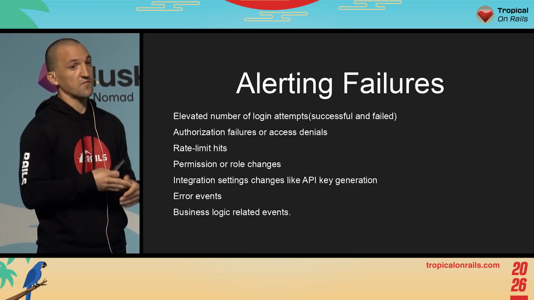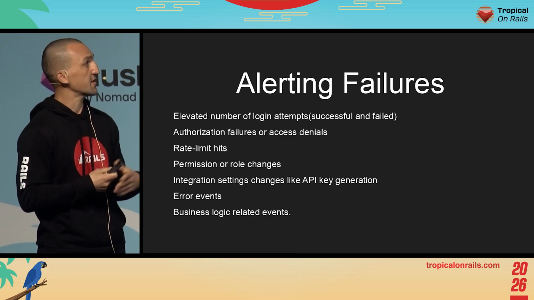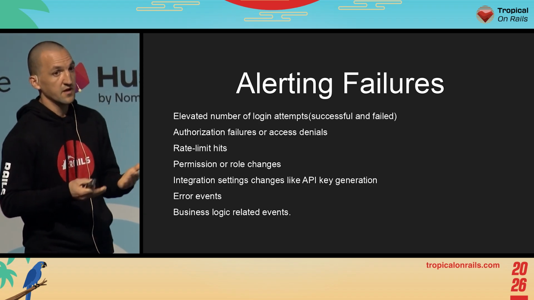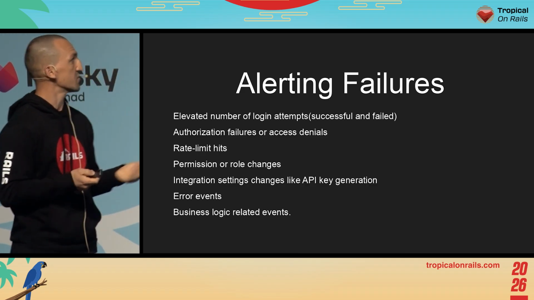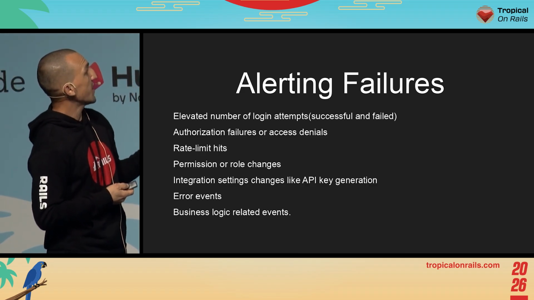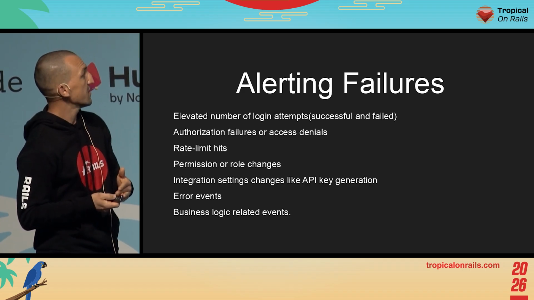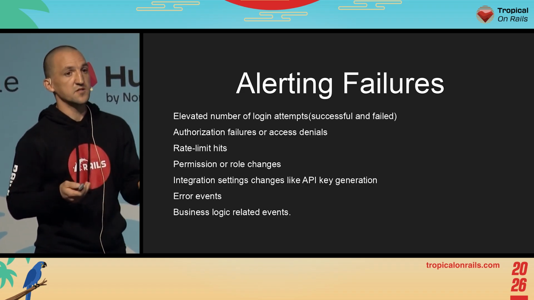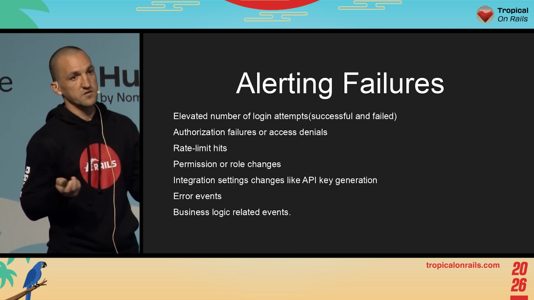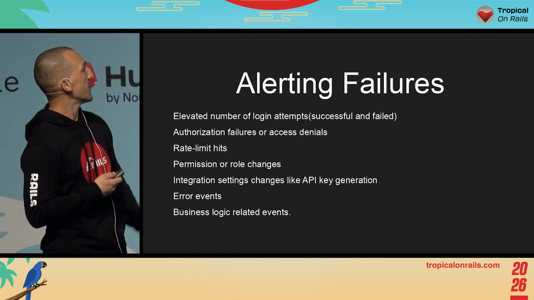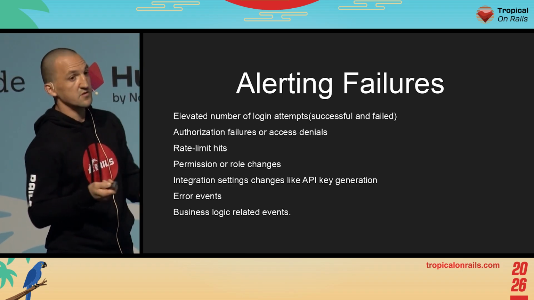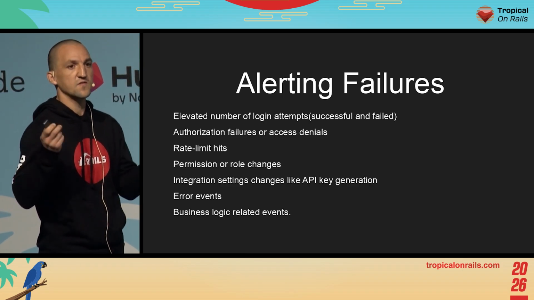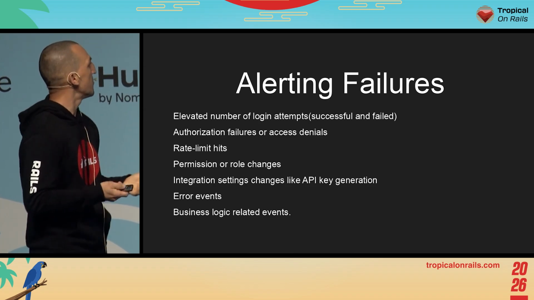Or if it's a bunch of failed attempts, it might be a sign of a credential stuffing or brute forcing attack, and you might want to block the bot or the person who's doing that. You should also log authorization failures or access denials, because that might be a sign of someone probing your application, and you want to be notified and act and prevent it. Rate limit hits are also important to be notified about, because you might be under attack and you want to set up Cloudflare or anything else to stop it.